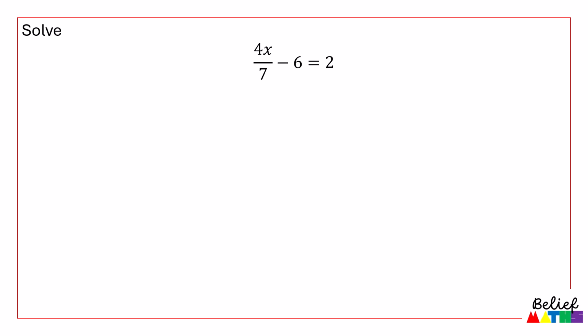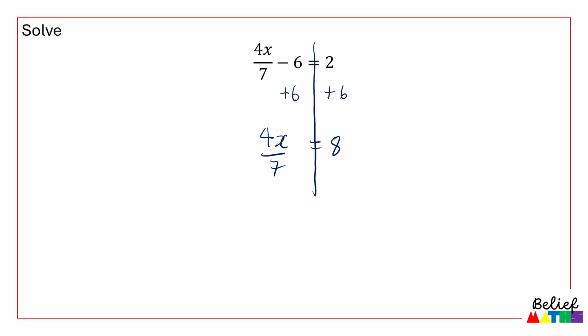Now our next question is a slight variation again on a very, very similar skill. In this case, we've got 4x over 7 take away 6. What's really important is being able to read that and say that 4x divided by 7 minus 6 tells you the order to do this in. Because the last thing I said was take away 6, the first thing I'm going to do is get rid of that take away 6 by adding 6 to both sides. Then I get 4x over 7 equals 8.